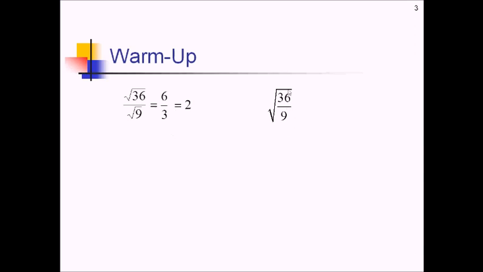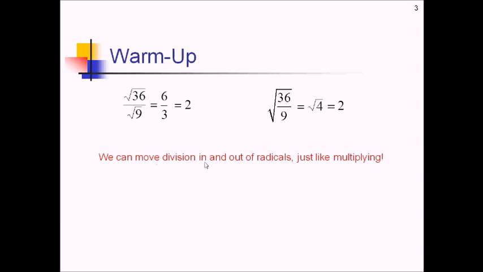Here the division appears to be happening first. 36 divided by 9 is 4, and the square root of 4 is also 2. Hey, how about that? So our conclusion then, we can move division in and out of radicals just like multiplying. We've got a moving in rule for division and a moving out rule for division.